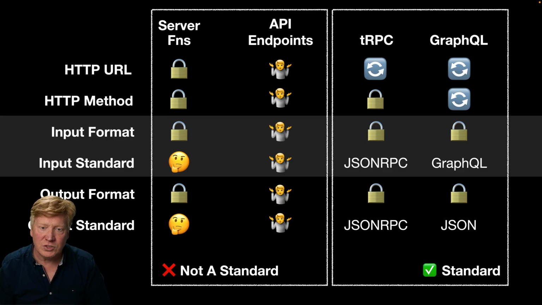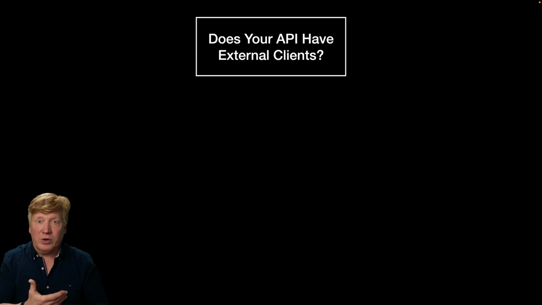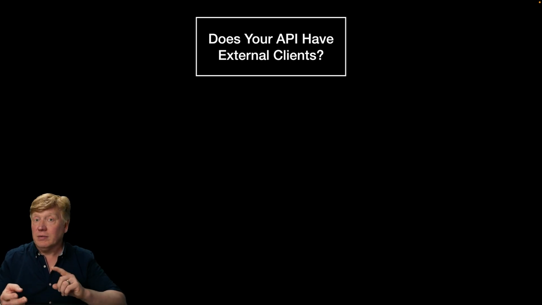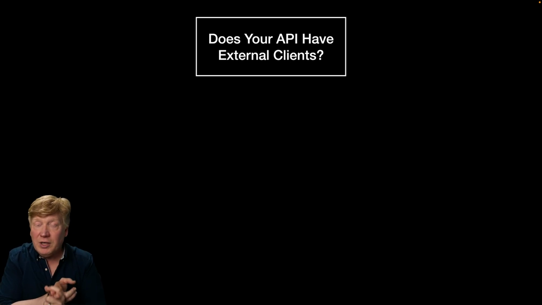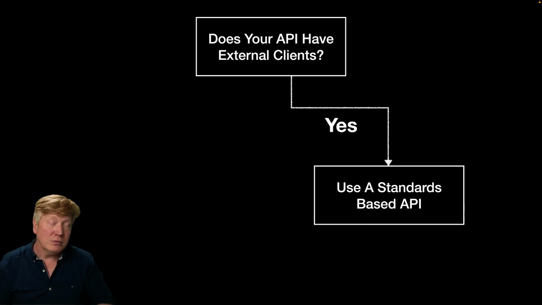and the right side of the column, which are cross-platform, cross-language standards. So when I think about when to use server functions and when not, it's a pretty simple flowchart. The most important question that I have when it comes to whether or not to use server functions is, does your API have external clients? Do you have a mobile client? Do you have customers that want to talk to your API and get data from your API as opposed to your UI? And if the case is yes, then you should use a standards-based API.